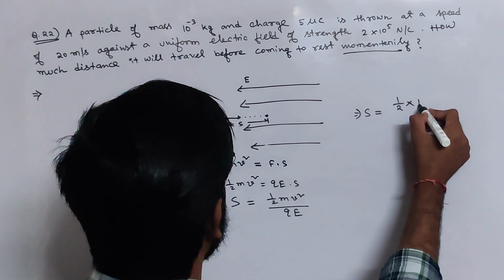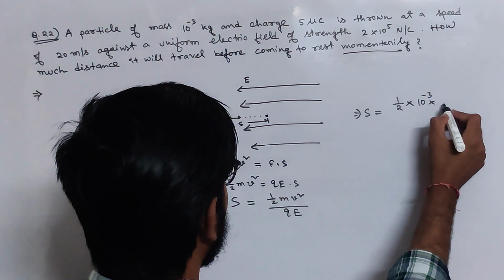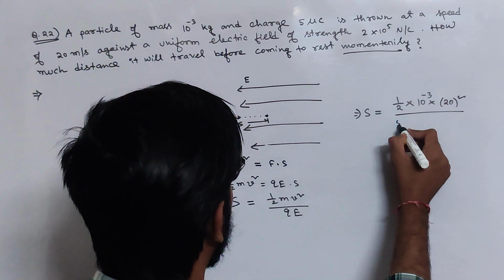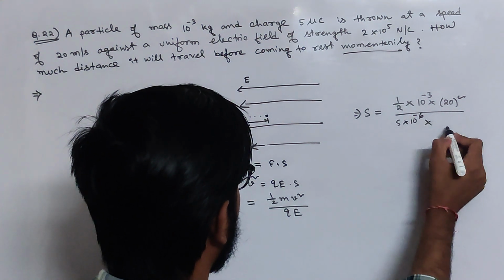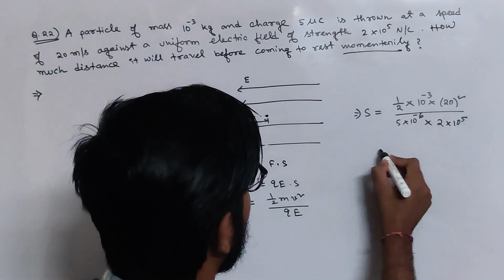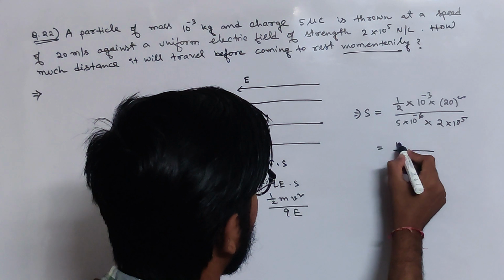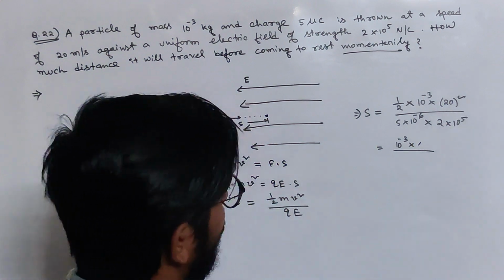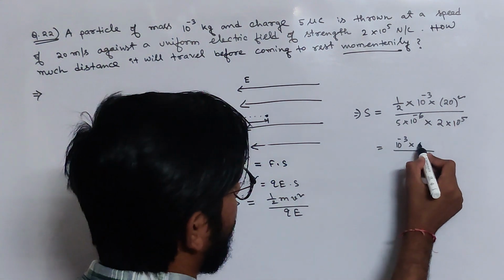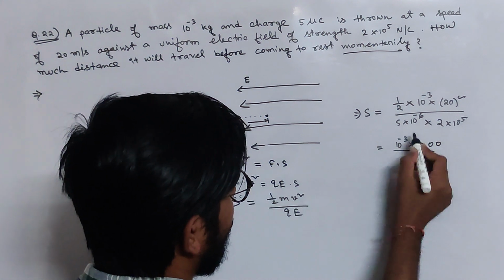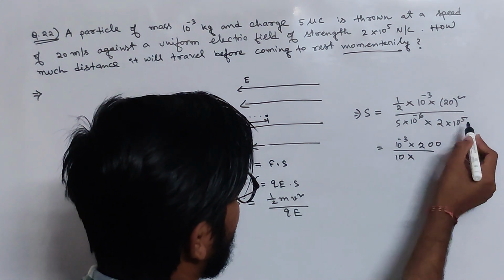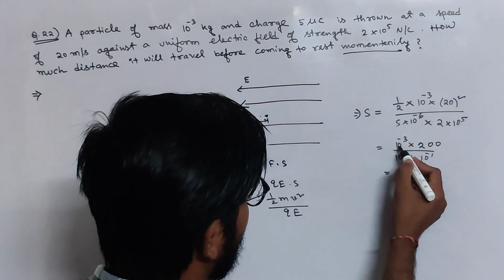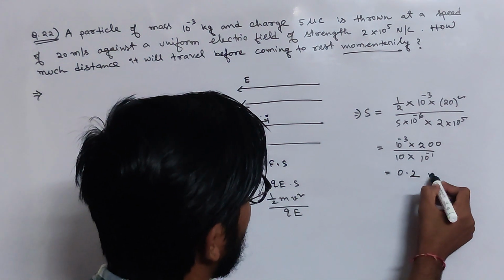What is mass? Mass is given as 10 to the power minus 3. What is v square? It is 20 square. And Q is given as 5 microcoulomb, 5 into 10 to the power minus 6, and E is 2 into 10 to the power 5. So it will be 10 to the power minus 3, and 20 into 20 is 400, divided by 2 it will be 200, right? Then here 5 into 2 is 10, and 10 to the power minus 6 and 5 gives 10 to the power minus 1. So 10 to the power minus 3 by 10 to the power minus 1 is 10 to the power minus 2, and it will be 0.2. It will be 0.2 meter.